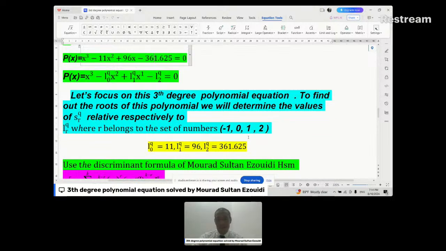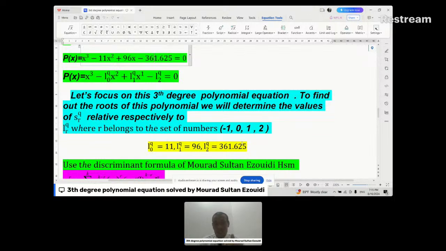But we, as Mourad Sultan Ezouidi, will give you a method to find exact roots. When we find exact roots, you are going to ignore the previous methods that give error estimation. Because an equation has to be equal to zero, not equal to 0.002 or to 0.3. It has to be equal to zero. There is no other solution for that.